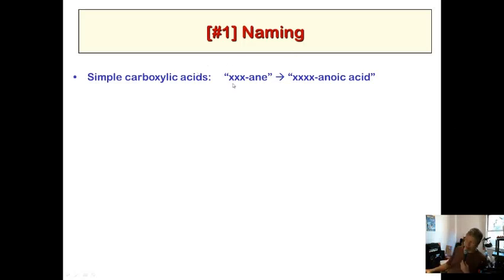Okay, so what are some of the naming principles for carboxylic acids? If you have a simple alkane like hexane, then the carboxylic acid name would be hexanoic acid, right? Pentane, pentanoic acid. Now a couple of these have common names. Using this nomenclature, this would be ethanoic acid, right? 2 carbons, ethane, ethanoic acid. Nobody uses ethanoic acid. We call this acetic acid, though.